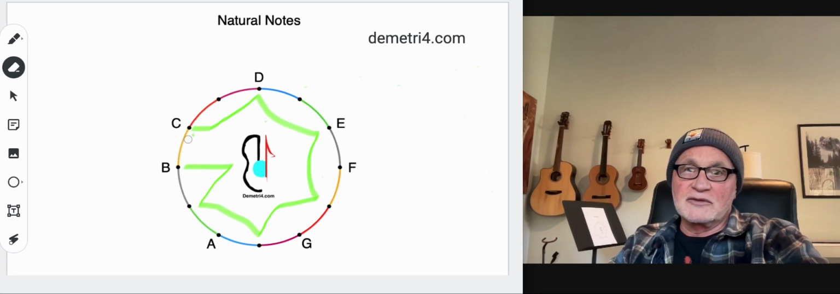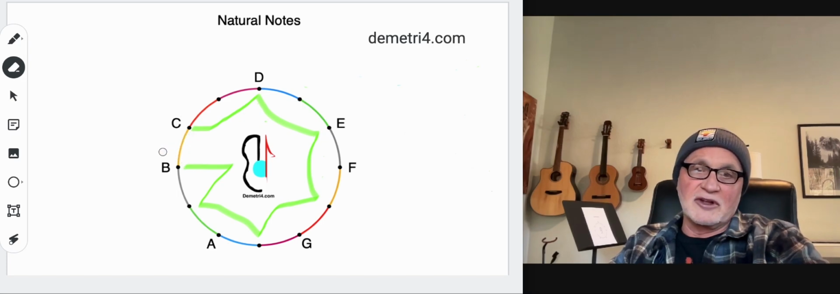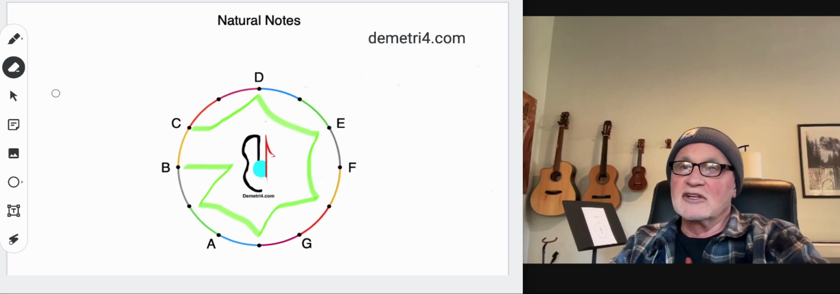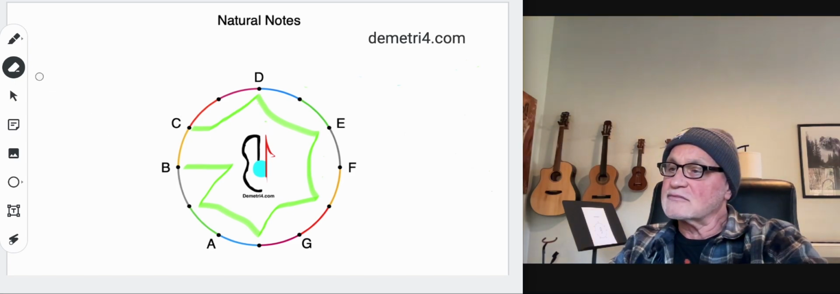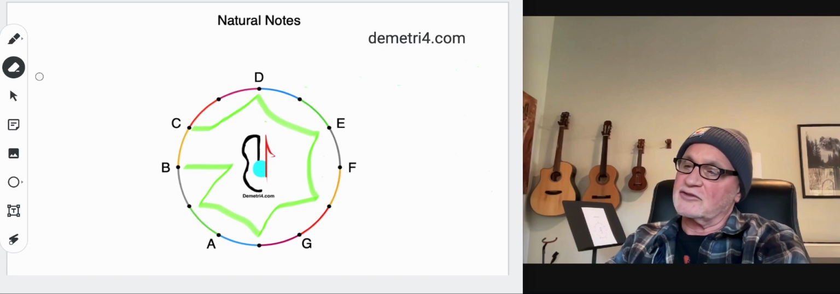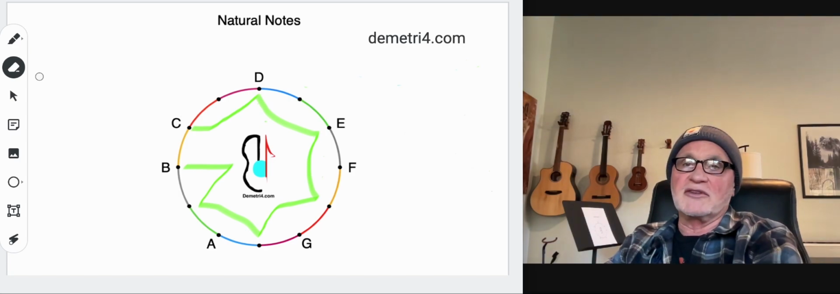It's a big interval, almost all the way around. Major seventh, 5 whole steps and a half step. What's next? D to C, 5 whole steps, minor seventh.